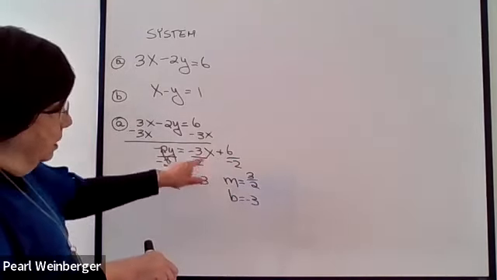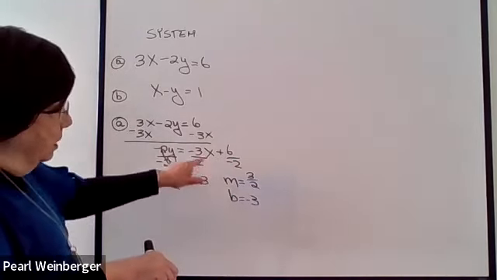3 times 4 is 12. 2 times 3 is 6. So it's 12 minus 6 equals 6, which is a true statement. So this answer works in our first equation. In order for it to be a solution for the system of equations, it has to work not only in one equation, it has to work in both equations.